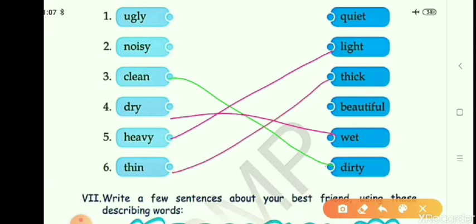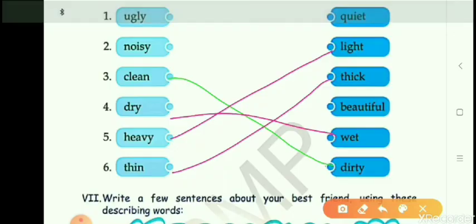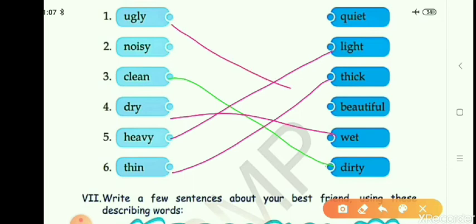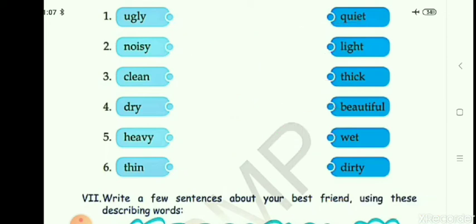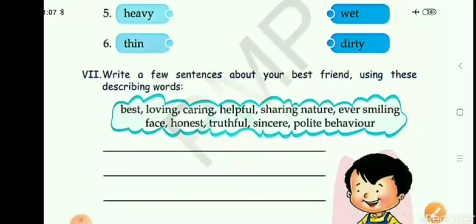Okay, so let's match once again. Ugly, beautiful. Noisy, quiet. Then clean, dirty. Dry, wet. Heavy, light. And thin, thick. So this is also over. Now moving on to the next part of the exercise.